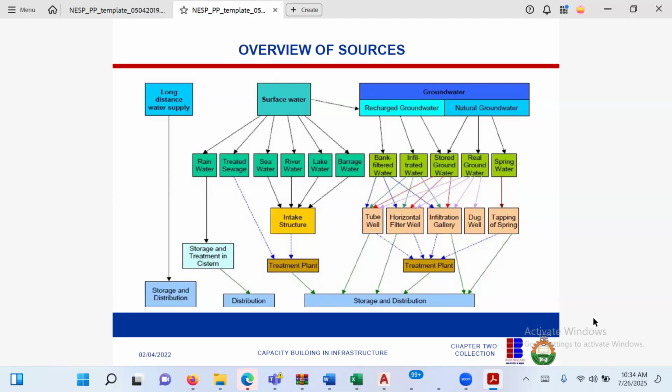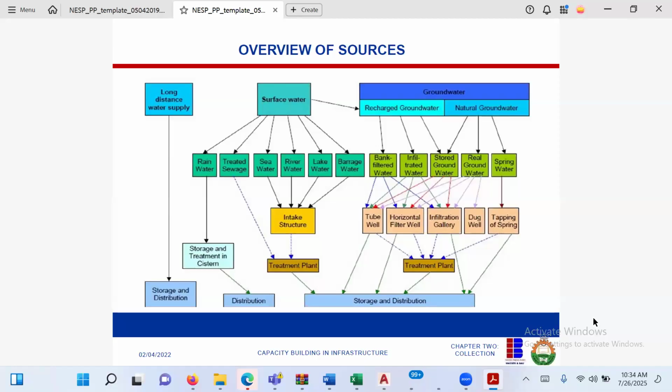Whether it's treated sewage, raw sewage, or even rainwater, it requires an intake. Then from the intake, it goes to the treatment plants. Then from the treatment plants, it goes to storage and distribution. Okay. Then it can also come in the form of groundwater. However, groundwater can come in two forms also.